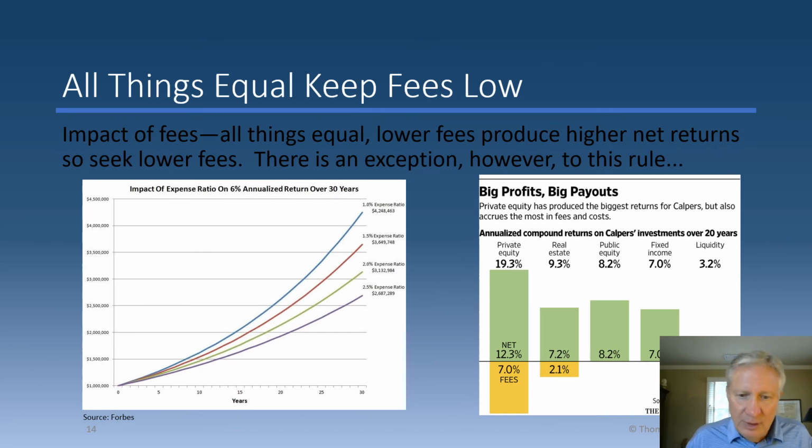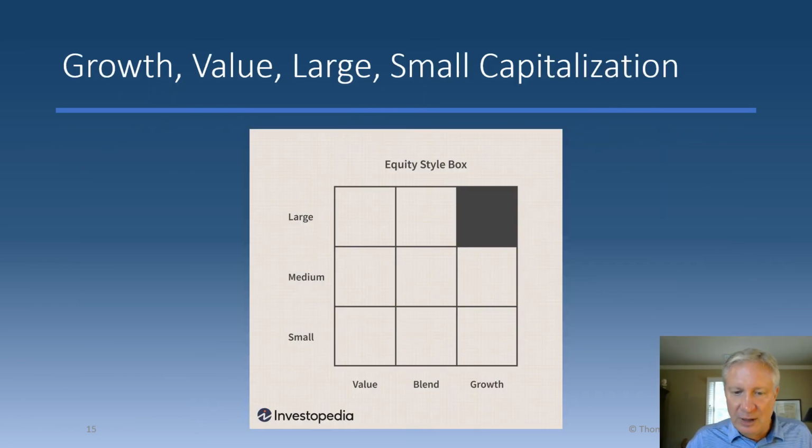All things equal, keep your fees low. Notice the difference between a 1% expense ratio, and we'll talk about what that means certainly in the mutual fund video, and a 2.5%. 1% expense ratio grows to $4.3 million, where a 2.5% expense ratio grows to only 2.7. Big difference in keeping fees in your investments low.